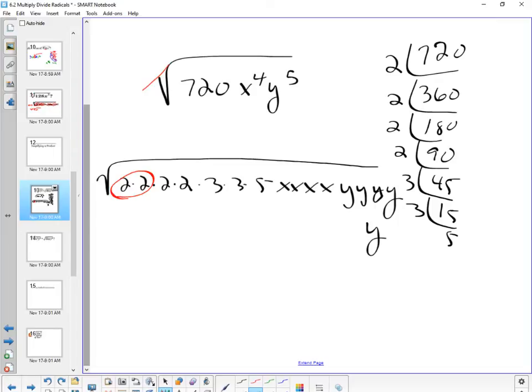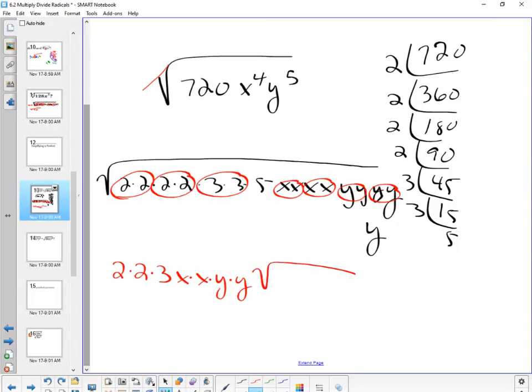So this is gonna go, this is gonna go, these are gonna go, those and those, right? So I'm bringing out 2 times 2 times 3. I'm not gonna skip this step. I'm bringing out a 2, a 2, a 3. I'm bringing out 1 x, 2 x's, 1 y, 2 y's, and what's left over is this 5 and this y. When I clean it up, I've got 2 times 2 is 4, 4 times 3 is 12. 12x squared, y squared, square root of 5y.